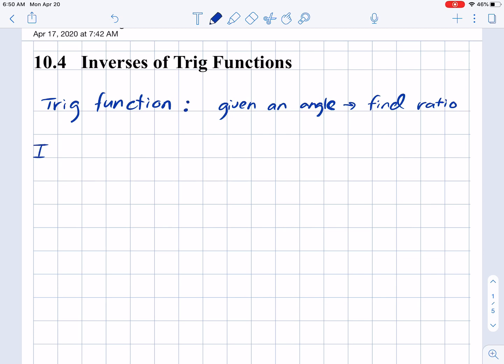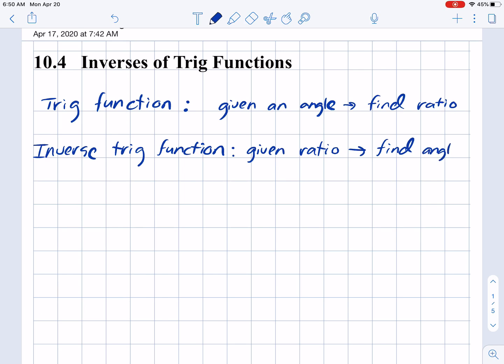Okay, now just the opposite when we are given the ratio, for the inverse. Remember, we've talked about inverse functions before. It's where our inputs and our outputs just flip-flop. So now we're going to be given the ratio, and from that ratio, we're going to find the angle measure. And remember, angle measures can be in degrees or they can be in radians. Okay?